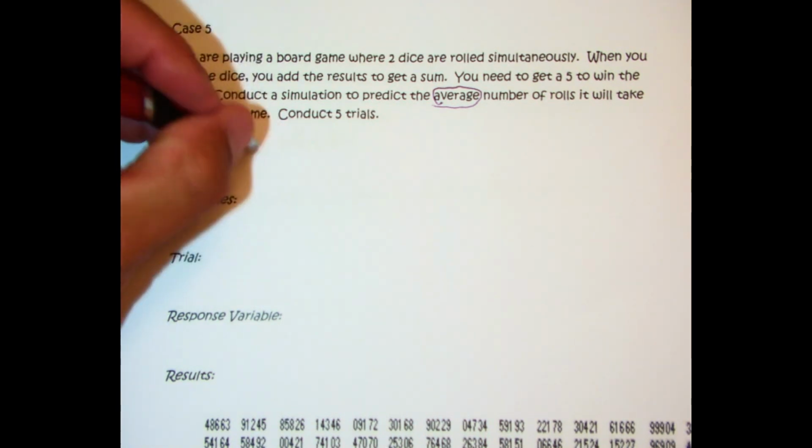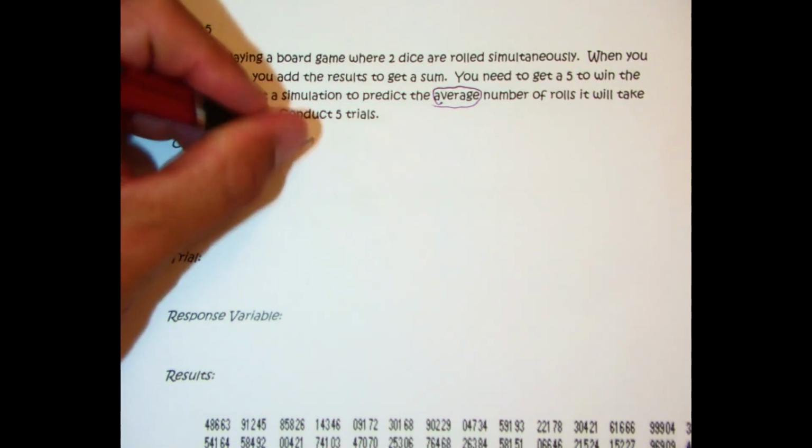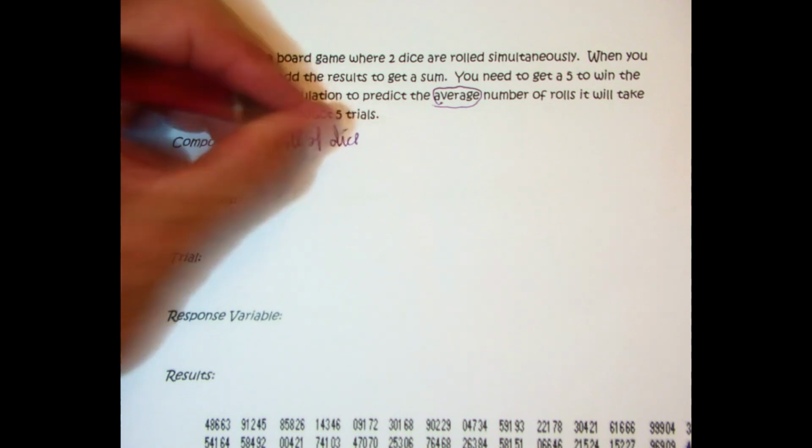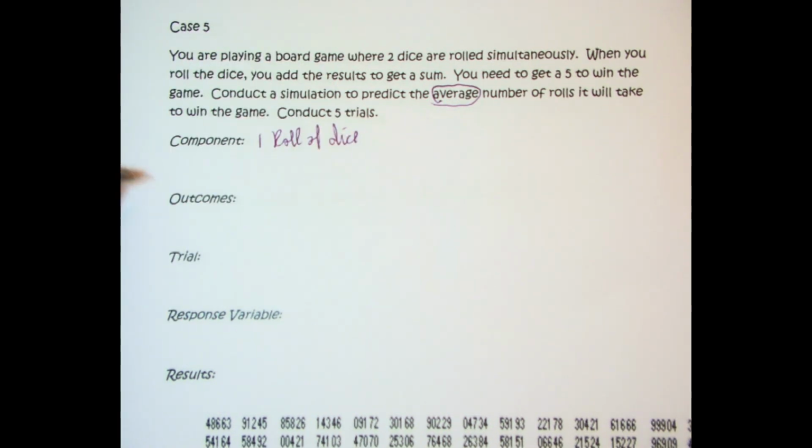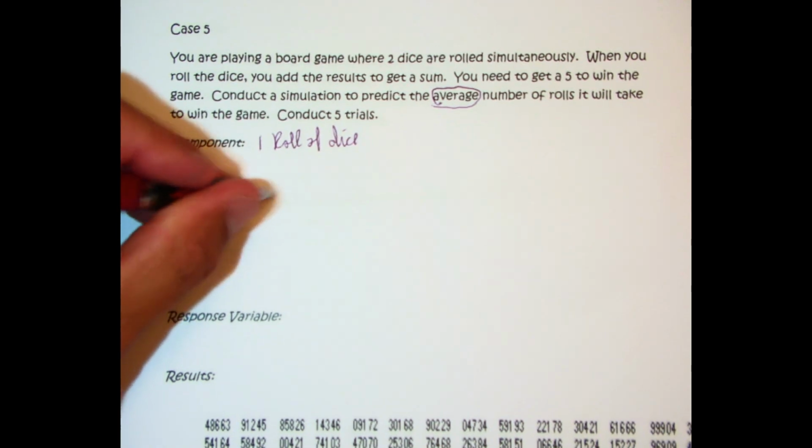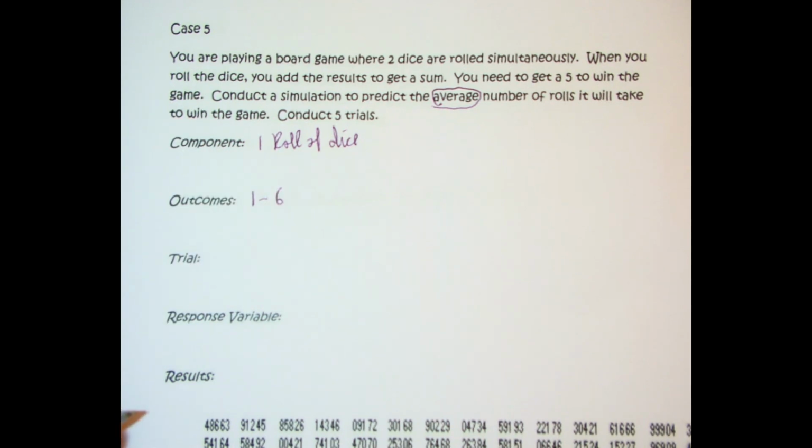The component is going to be 1 roll of the dice. The outcomes we can basically have 1 through 6.